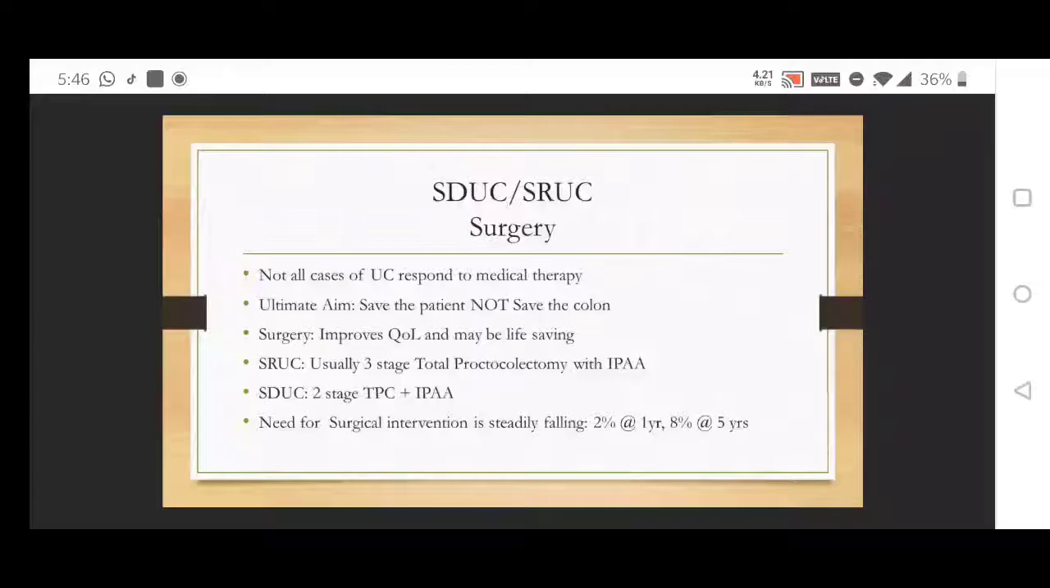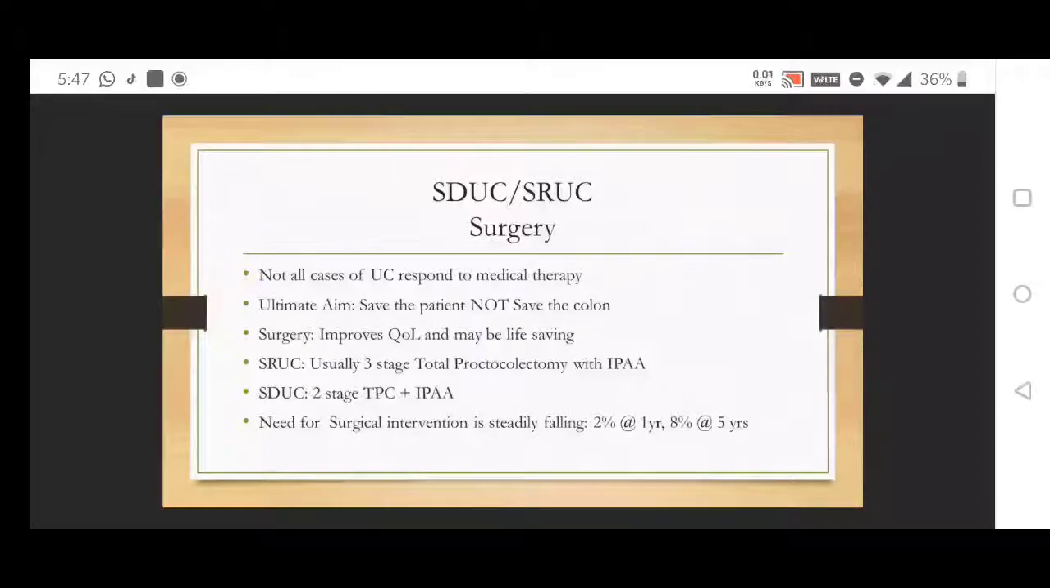So one must always realize that not all cases of ulcerative colitis respond to medical therapy. And the ultimate aim is to save the patient. We're not interested in just saving the colon. And surgery definitely improves the quality of life. It may be life-saving. If you have a patient with steroid refractory disease, usually there is a 3-stage proctocolectomy. Steroid dependent, some cases you can get away with a 2-stage, otherwise it is still a 3-stage.